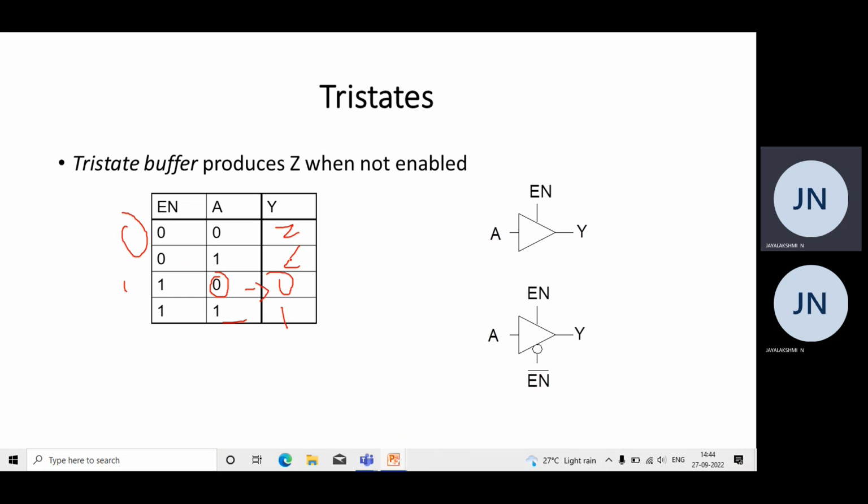So tri-state means it has 3 states. Apart from input, we also have one more state, which we can call the enable state. If the enable input is 1, then only the circuit will work. Whatever input we give will be passed to the output. When enable is 0, irrespective of the input, the output is high impedance. We can also call it Z.